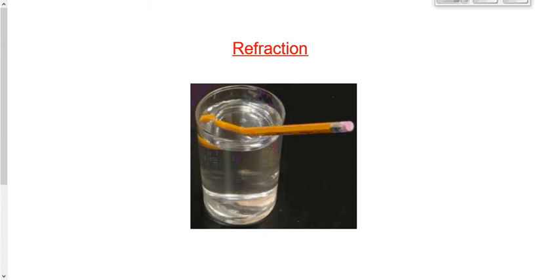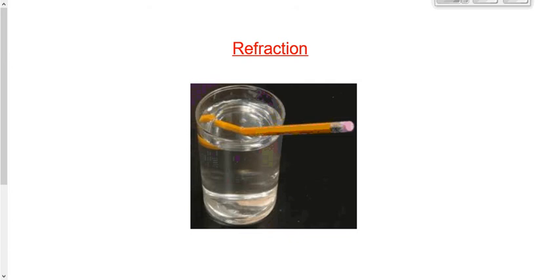On the first day of this unit, we said that there were 4 properties of waves that were exhibited by EMR. Diffraction, the spreading out of a wave; interference, when one wave combines with another; polarization, where we filter out a wave; and the fourth one was refraction, the bending of a wave.